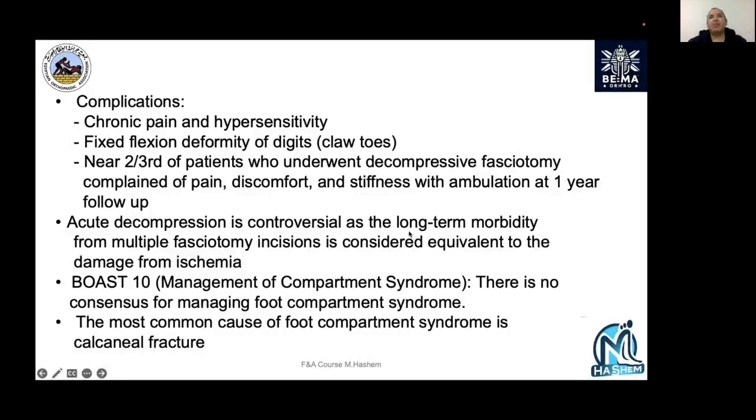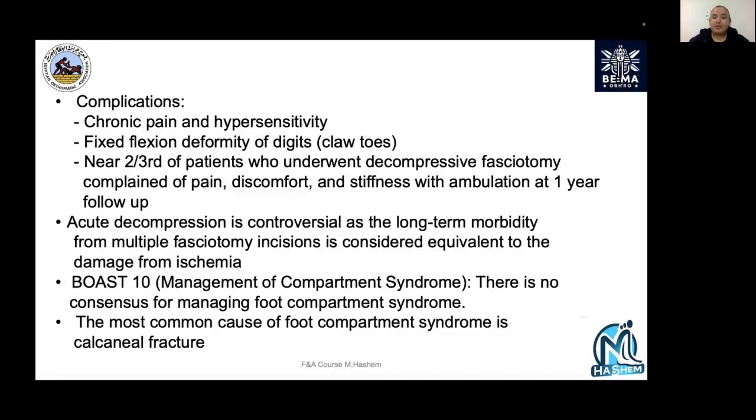Complication: the problem with fasciotomy of the foot is that it is always complicated by chronic pain and hypersensitivity. Even if you haven't done anything, you may have fixed flexion deformity of the digits. That's why a lot of people speak about whether we should do an acute decompression of a compartment syndrome of the foot or not, if the patient will end up with the same problem with or without fasciotomy. So that's why the guidelines say there is no consensus over how to manage a foot compartment syndrome.